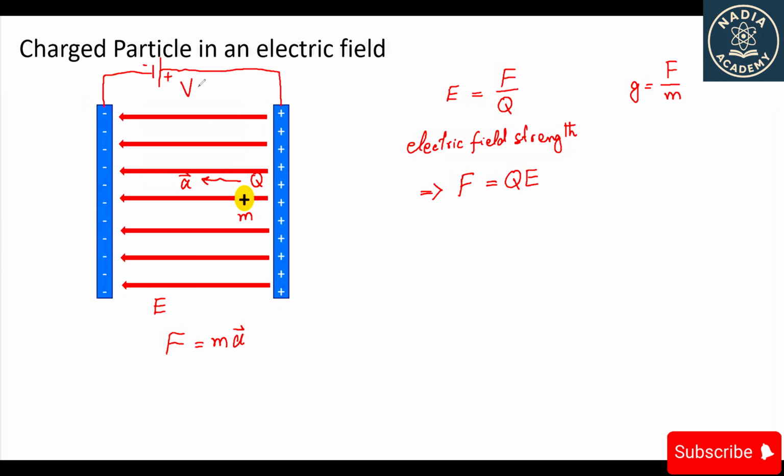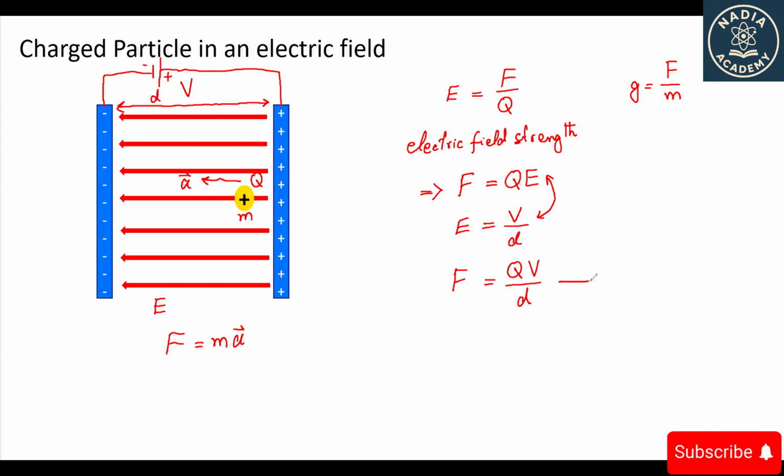The electric field is generated by applying the potential difference V between these two plates, which means that our electric field strength E will be equal to the potential difference divided by d. What is d? d is the distance between these two plates. If we combine these two equations together, we find that the force is the charge Q times the potential difference V divided by d. So this will be the force that will work on this charged particle to move it inside the electric field.